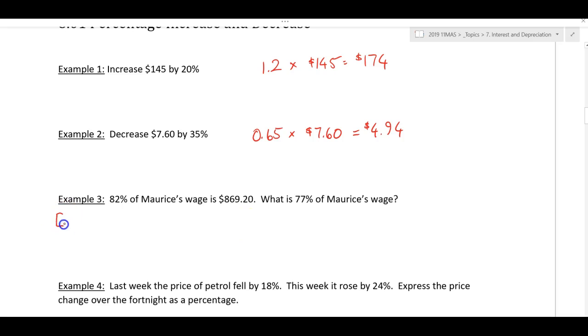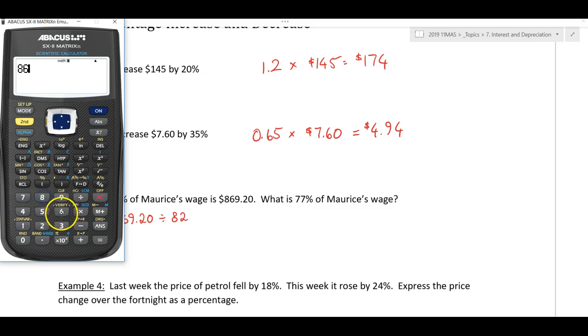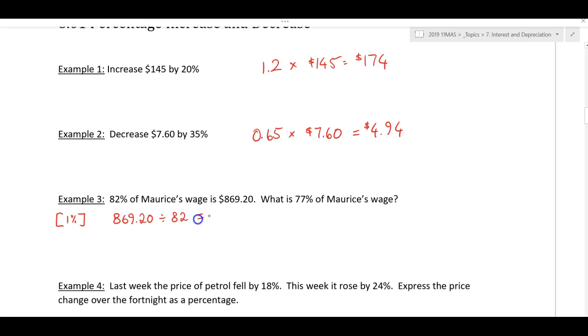I'm just going to put a little square bracket here and a 1% in there. That's not a calculation, that's just to remind us what we're doing. I'm going to say 869.20 divided by 82. That's going to find 1% for me. 869.2 divided by 82 equals $10.60. So 1% is $10.60.